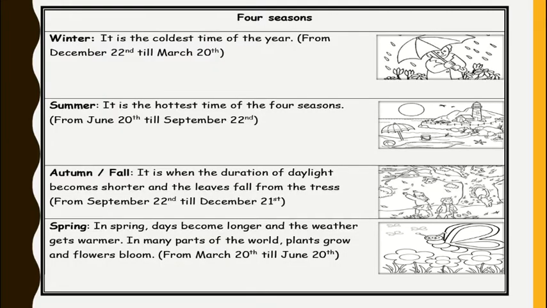Okay, next we have the four seasons. We have winter, summer, autumn or fall, and spring. Okay, let's start with winter. Winter is the coldest time of the year and it starts from December 22nd till March 20th. And sometimes, of course, it rains in winter.